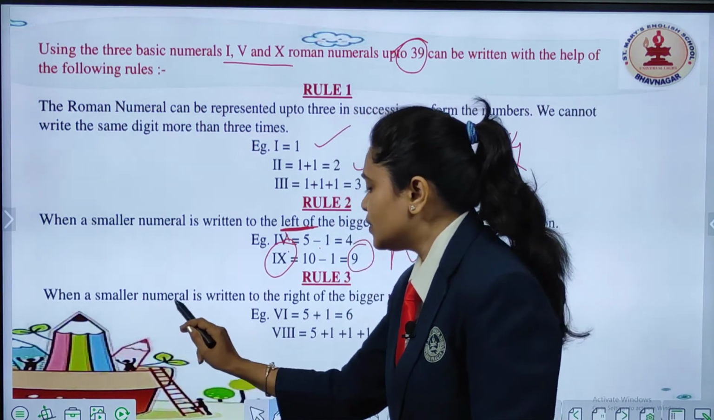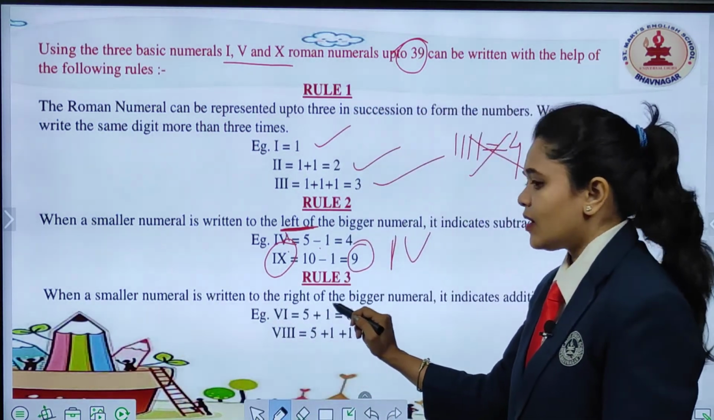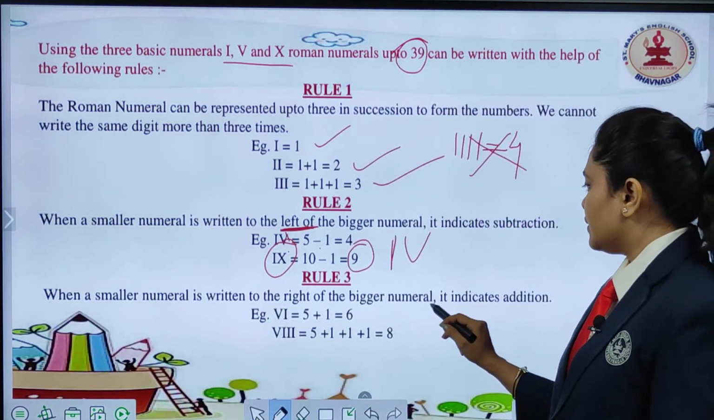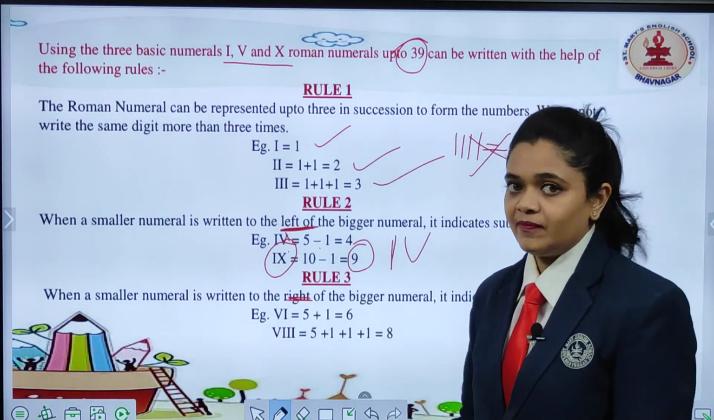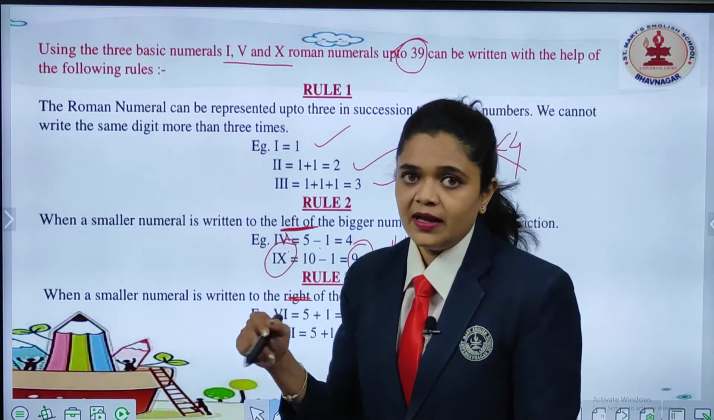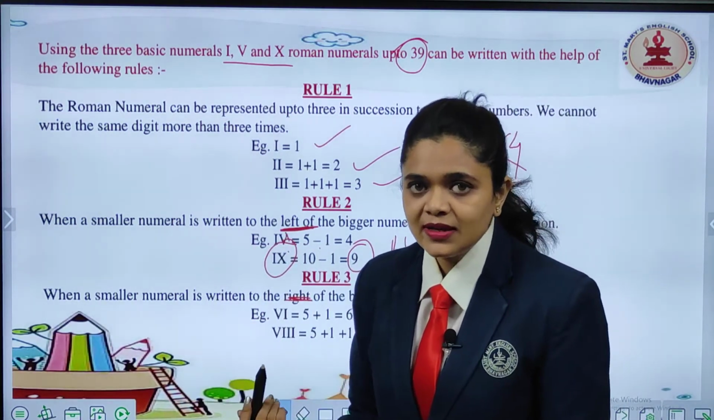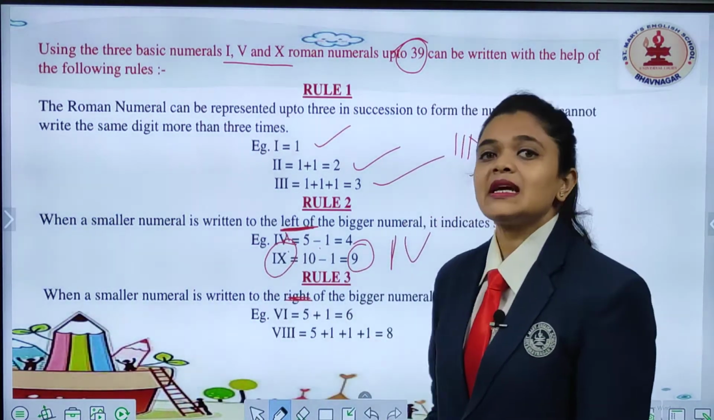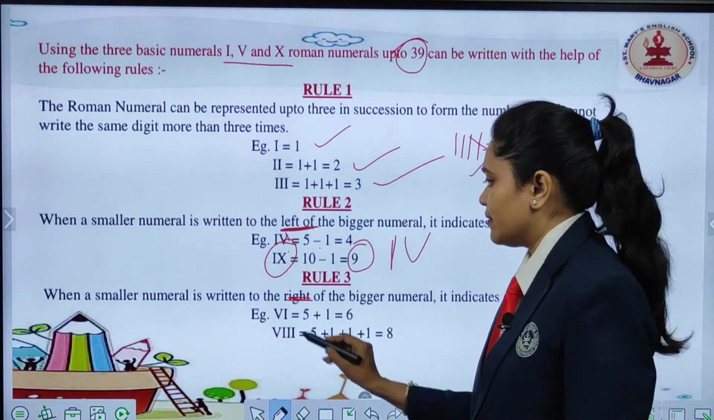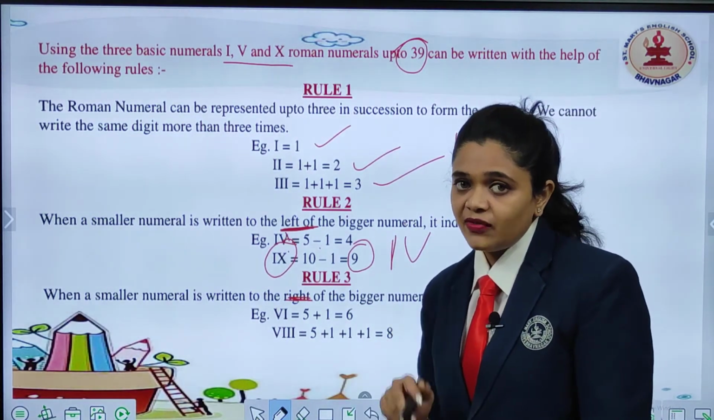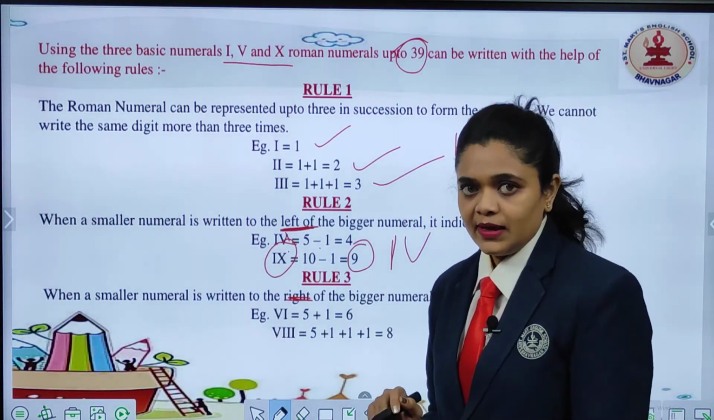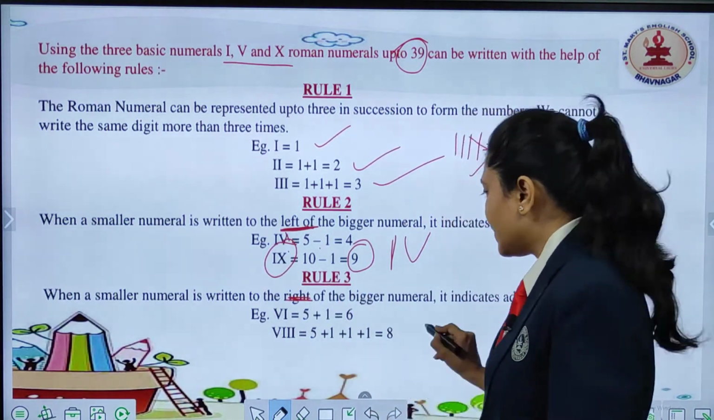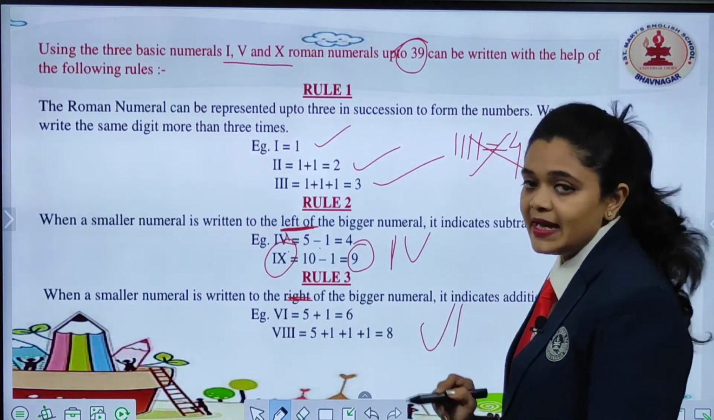When a smaller numeral is written to the right of the bigger numeral, it indicates addition to the right. Now we have learnt about the left. Left, subtraction, and for the right, addition. Let us see again. 5. V stands for 5, right? I stands for 1. Now I is written to the right hand side, that is VI.